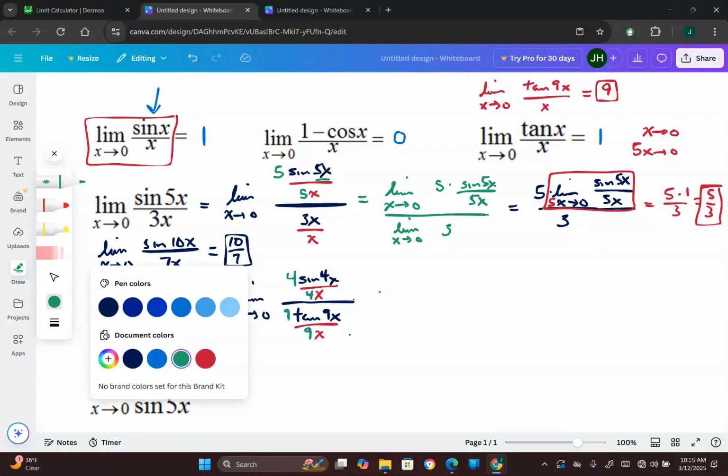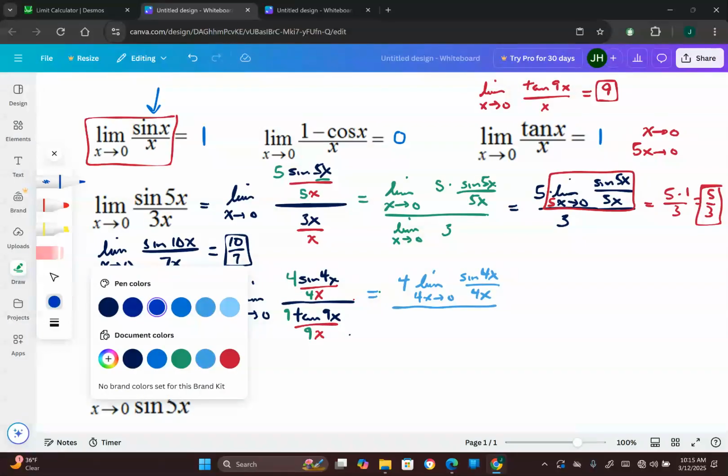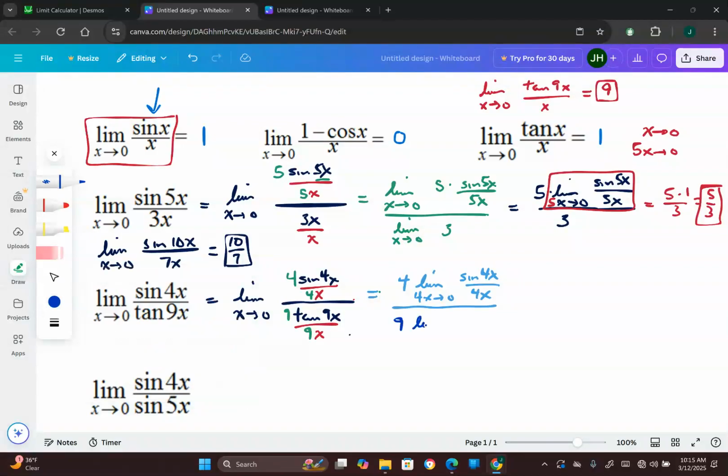Now, if we take a look at everything I'm doing here, on the top, I have a 4 out front, and this is the limit, and you know how I'm going to write it. I'm not going to put x approaches 0. I'm going to put 4x approaches 0 of sine of 4x over 4x, because if x approaches 0, well, then 4x approaches 0. And on the bottom, I'm going to do essentially the same thing. I'm going to put the 9 out front. I'm going to take the limit, not as x approaches 0, because if x approaches 0, doesn't 9x approach 0? And this would be tangent of 9x over 9x.